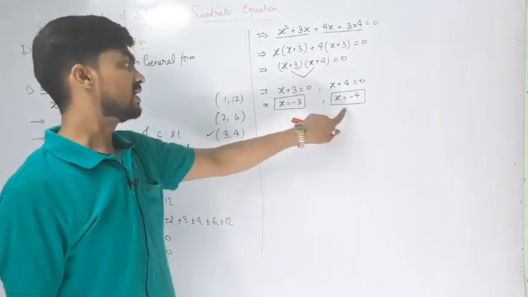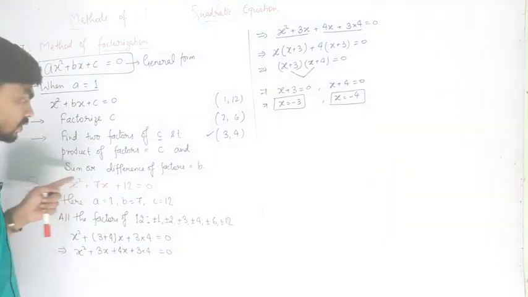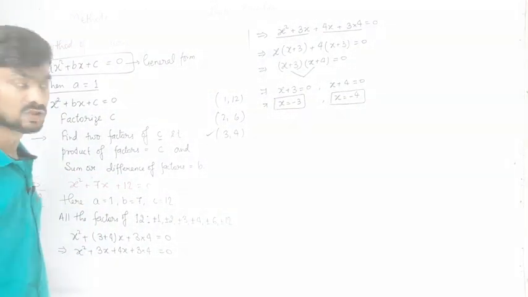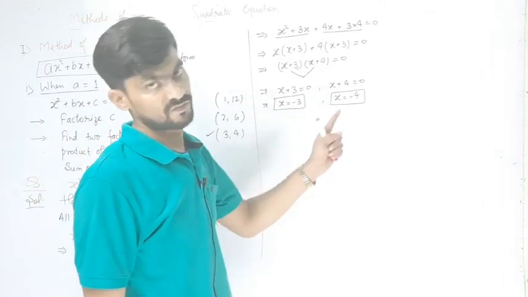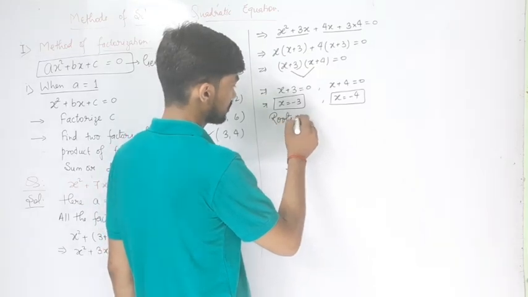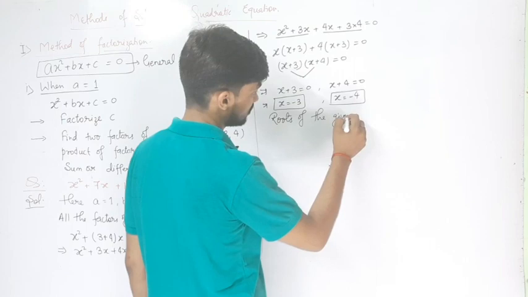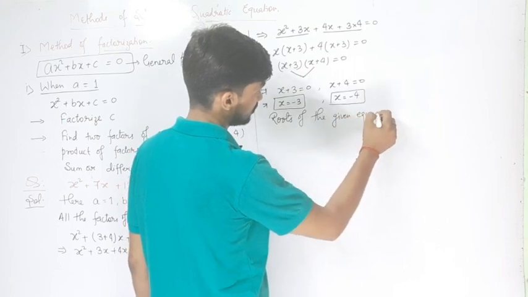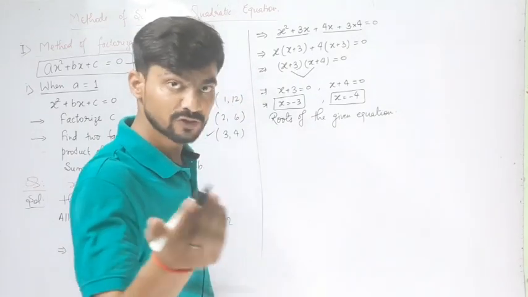So these two values, when placed in the given equation separately, will make the LHS 0. That's why these are called roots of the given equation. These are also called solutions of the equation.